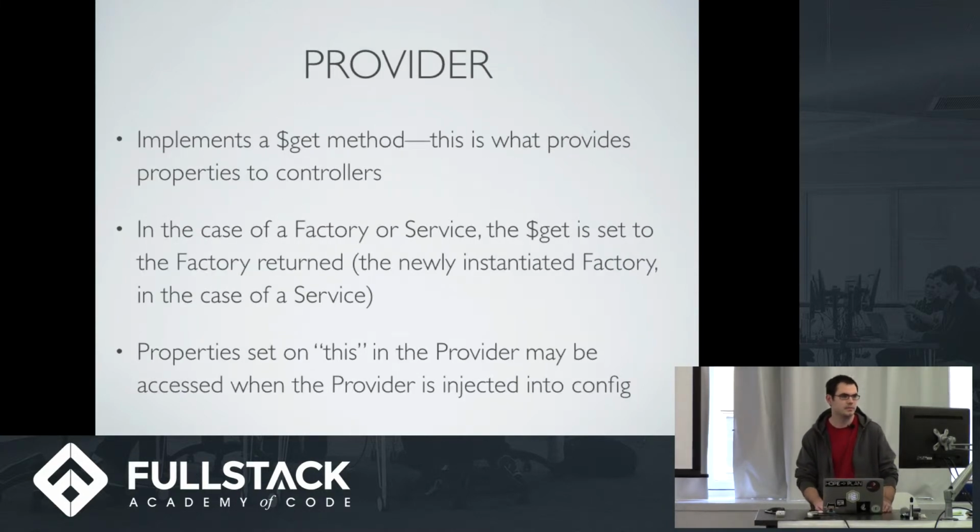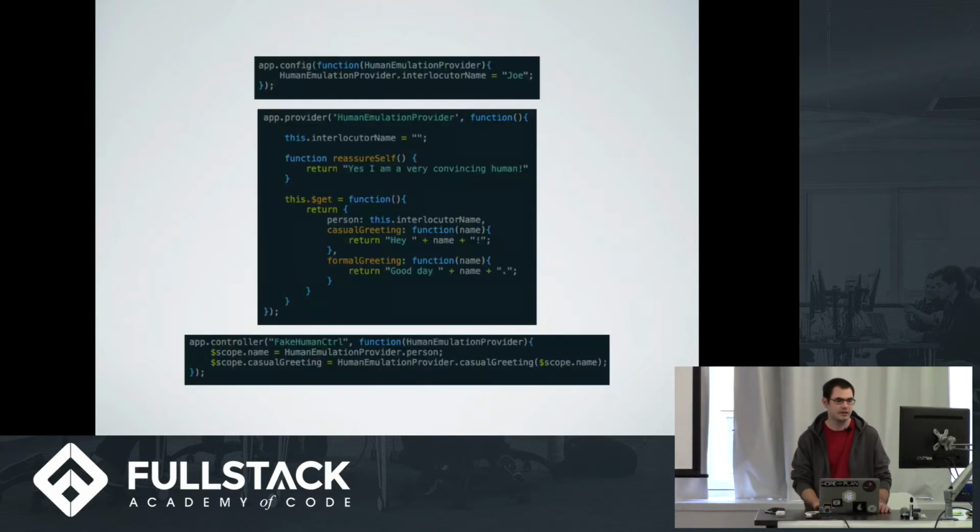And the final type is the provider. Again, everything is based on it, so it's the most specific and most fully featured. It implements a $get method, and whatever the $get method returns is what provides properties to controllers, for example. So in the case of a factory, it ends up returning that factory object, or the newly instantiated factory object if you're just using a service. And then you also set properties on the provider using the this keyword, and those can actually be accessed and changed when the provider is injected into configuration.